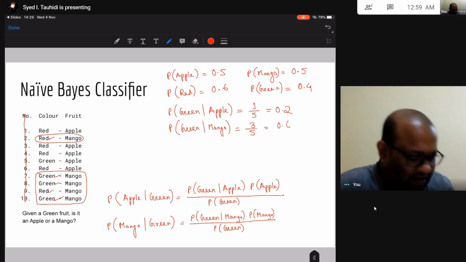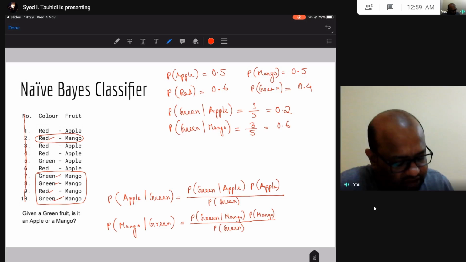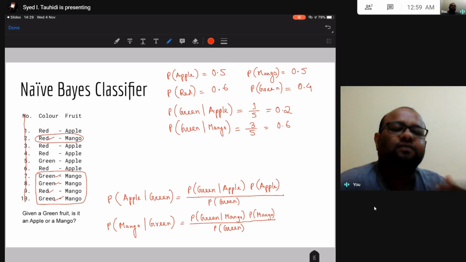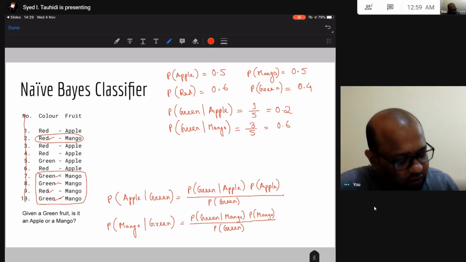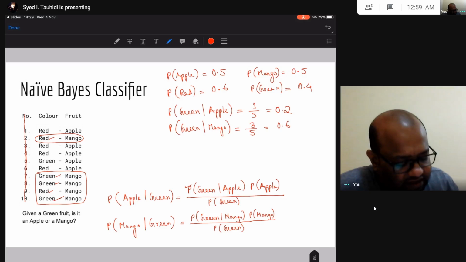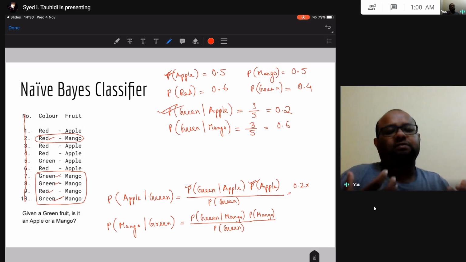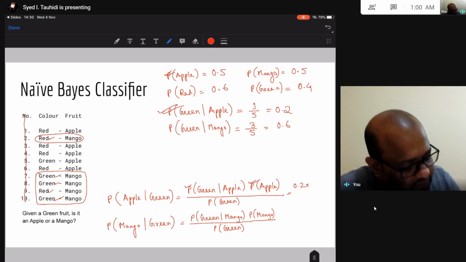Alright, now I have all the data that I need to find the probability of the fruit being an apple given that the fruit is green. So what is the probability that the fruit is green given that it is apple? I have found that it is equal to 0.2. Then what is the probability of the fruit being an apple? Apple and mango in my case are equal. I have an equal number of apples and mangoes in the world. So it is 0.5.